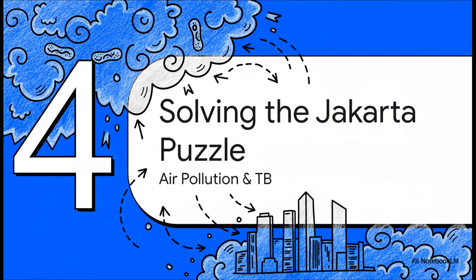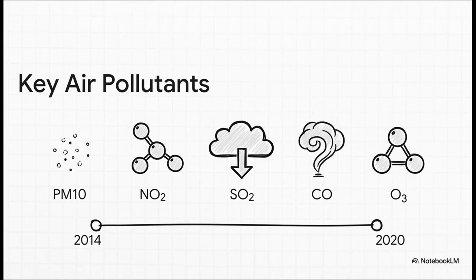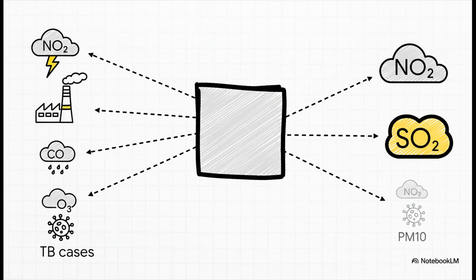Okay, so now they had a proven winner, a much more powerful tool. It was finally time to go back to the original mystery. What was really happening with TB and air pollution in Jakarta? They zeroed in on these 5 key air pollutants, tracking their levels all across the city year after year, from 2014 to 2020. They took all that pollution data, all the TB case numbers, and they fed the whole thing into their new adaptive model. And what came out the other side was a crystal clear, statistically significant link.